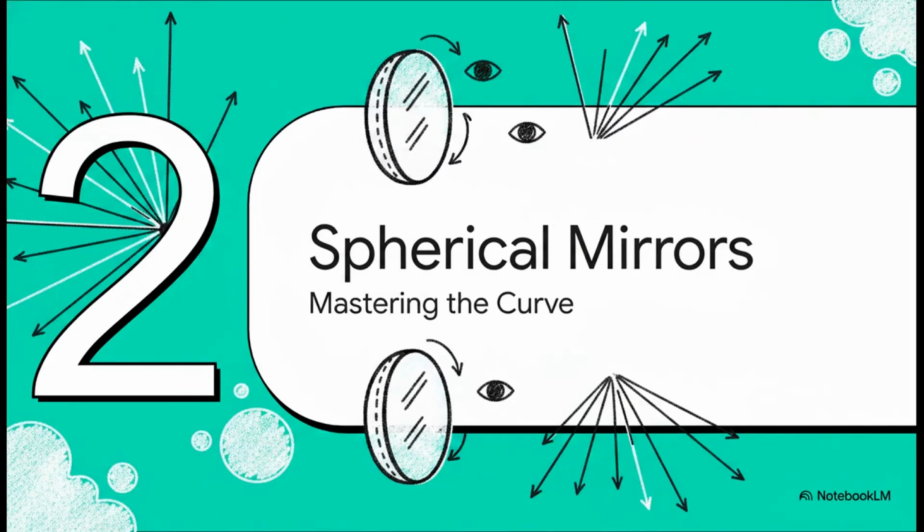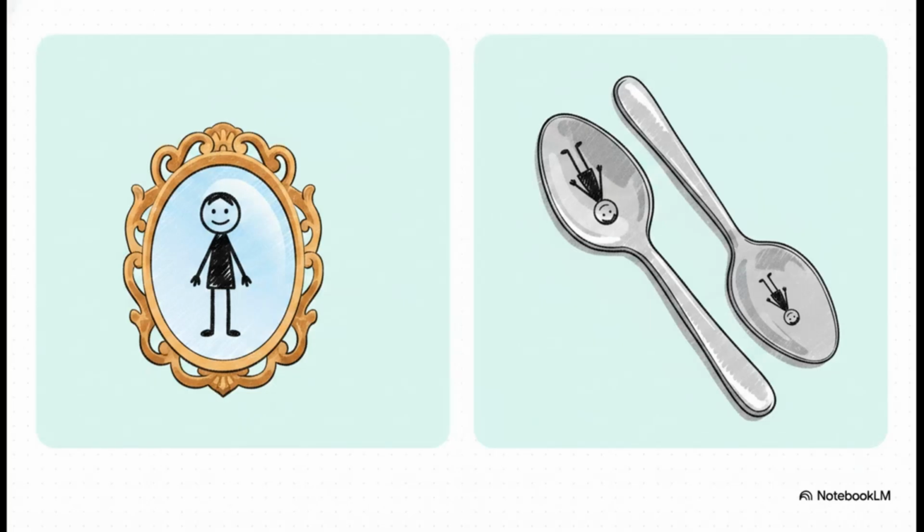All right, moving on to section 2, mastering spherical mirrors. Things get really interesting when we bend that flat reflecting surface into an advanced optical tool. I mean, think about the flat plane mirror you look at every single morning. It's totally predictable, right? It just gives you a virtual identical image of yourself. But spherical mirrors, they possess these wild shape-shifting abilities.